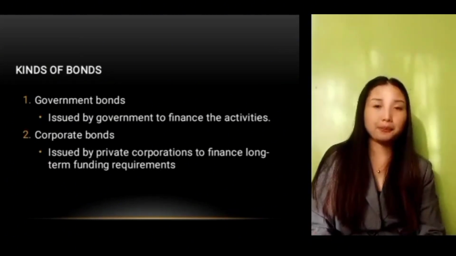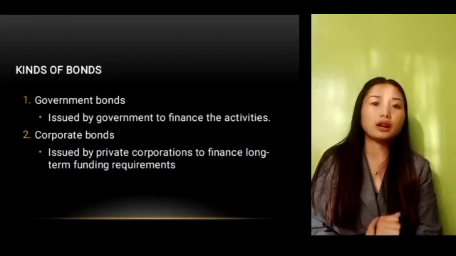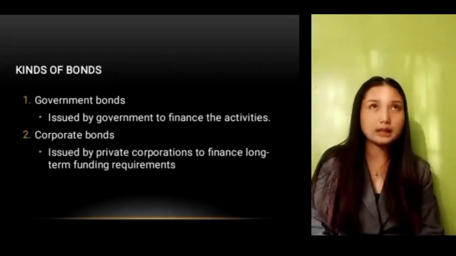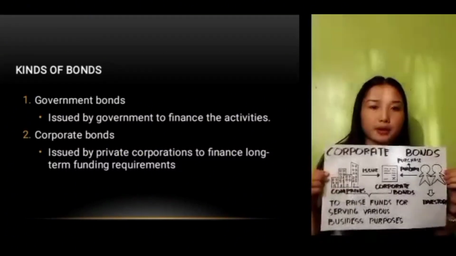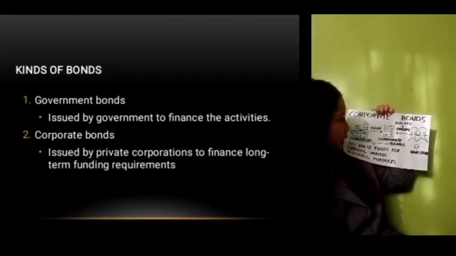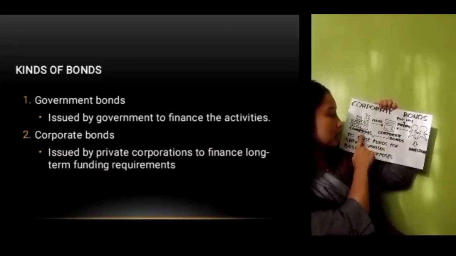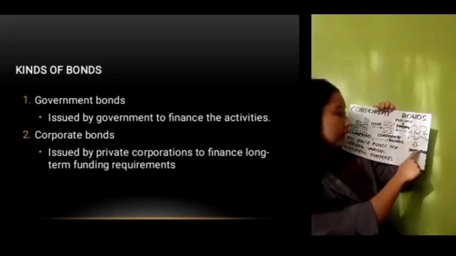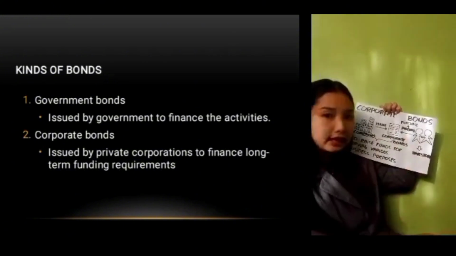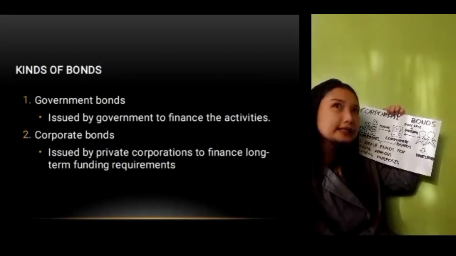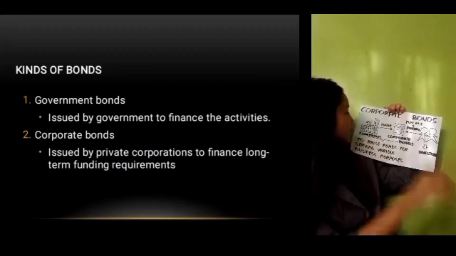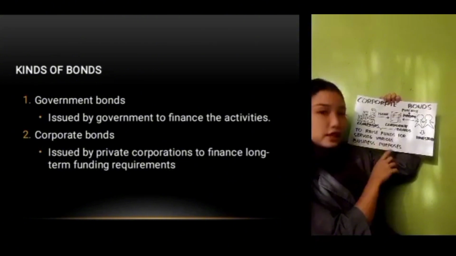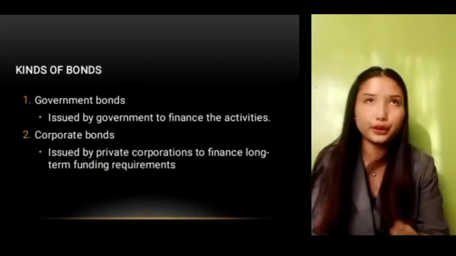to finance its activities. The next one is a corporate bond. A corporate bond is a bond that is issued by private corporations to finance long-term funding. This is an example of corporate bonds. The company will issue a bond to the public or to the investor. If the investor purchases, they will pay. It's the same way as government bonds, but here it is only the company that issues the bond, to raise funds for serving various business purposes. That is how bonds work.